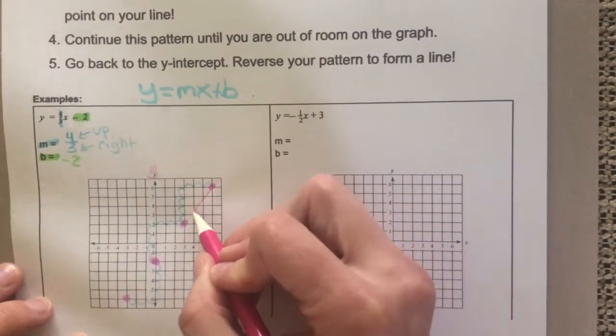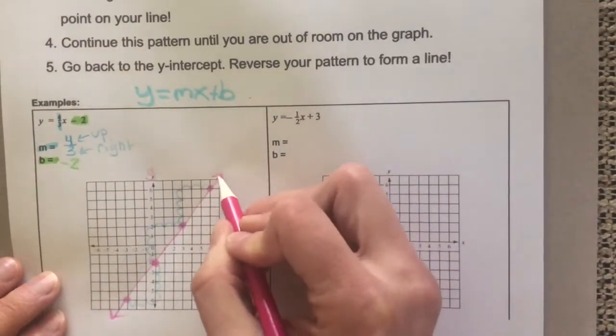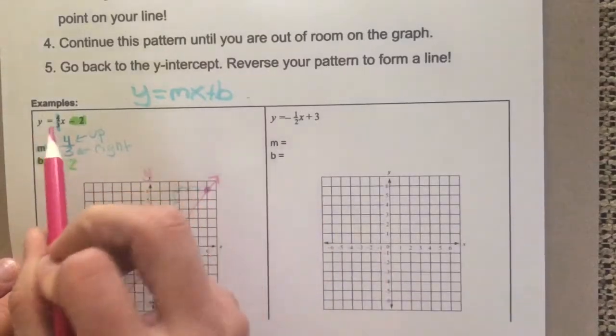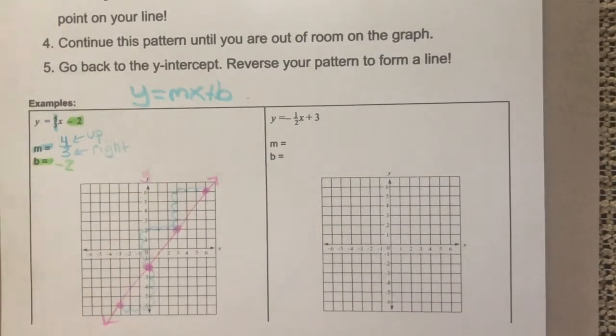Your last step is to play connect the dots, and you can see the graph of the line y equals 4 over 3x minus 2 right here in pink. We're going to take care of this second example together as well. We're going to go through the exact same process. So we are going to first identify what m is.